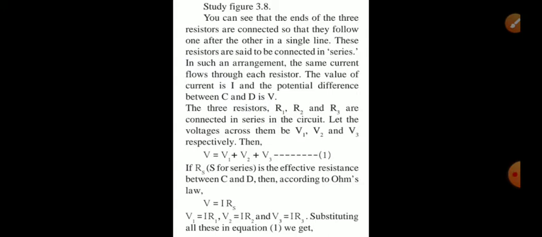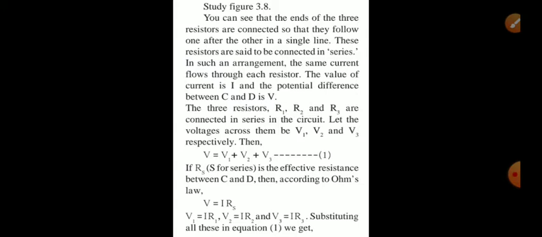In such an arrangement, the same current flows through each resistor. The value of current is I and the potential difference between C and D is V. The three resistors R1, R2 and R3 are connected in series in a circuit. Let the voltage across them be V1, V2, V3 respectively. Then V is equal to V1 plus V2 plus V3. Let's make that equation number 1.